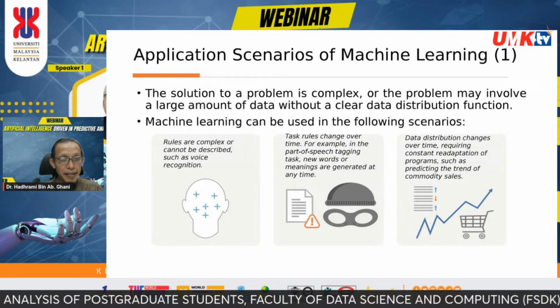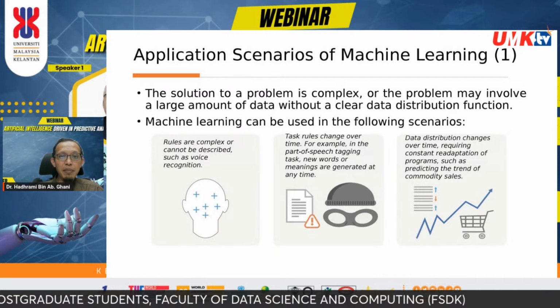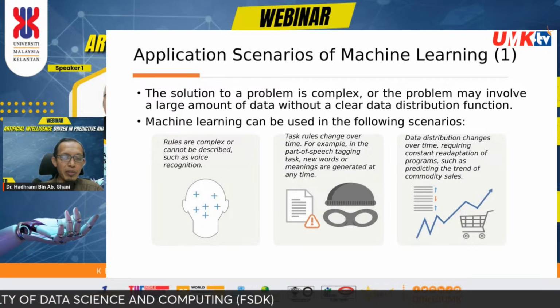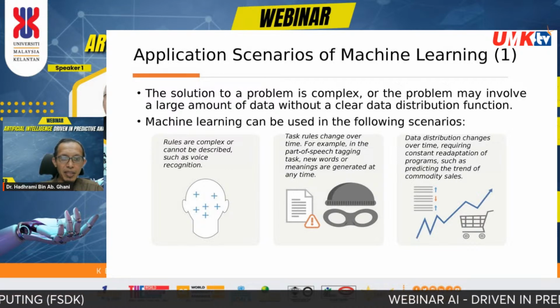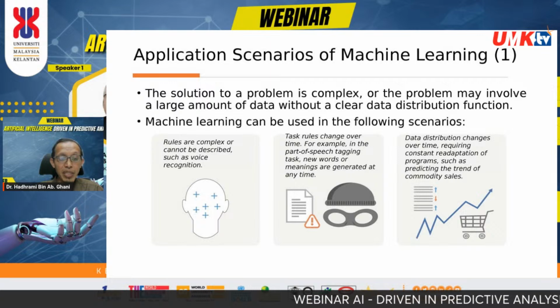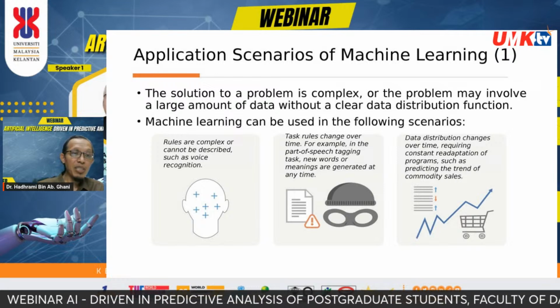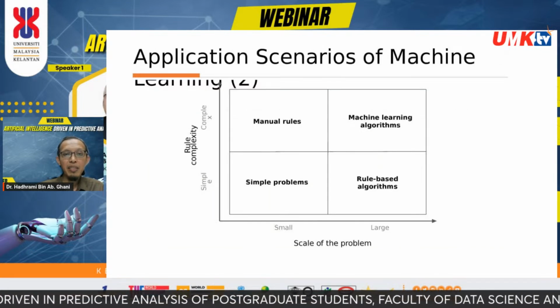Those are examples of sequential modeling that can be done using machine learning models. Those are examples of models that we can use for time series analysis. Obviously it is a complicated problem which cannot be solved by simple rule-based algorithms, and hence we can use machine learning, including deep learning.